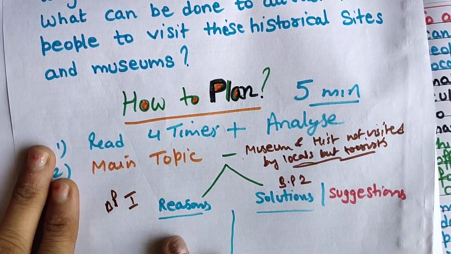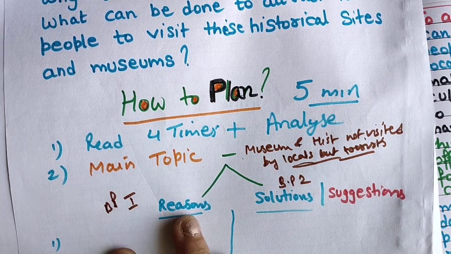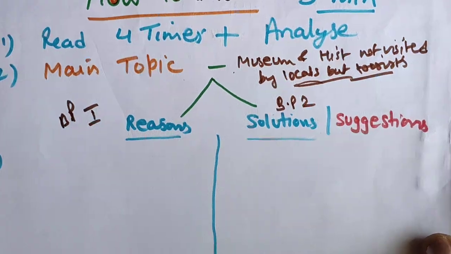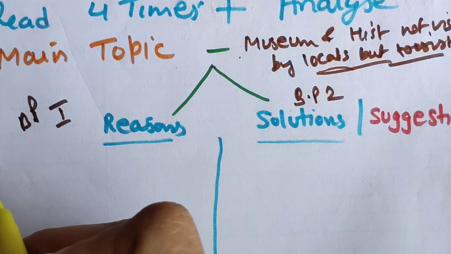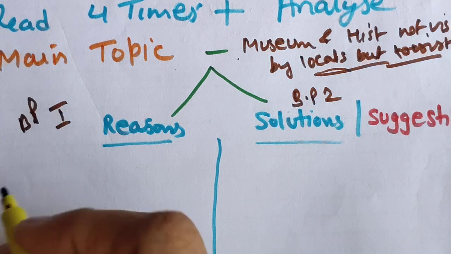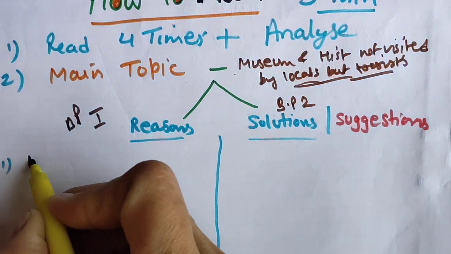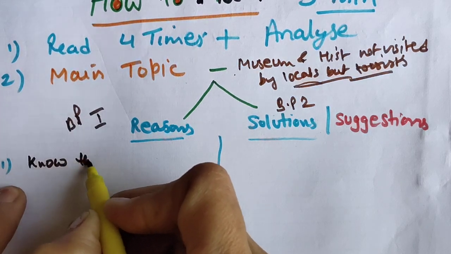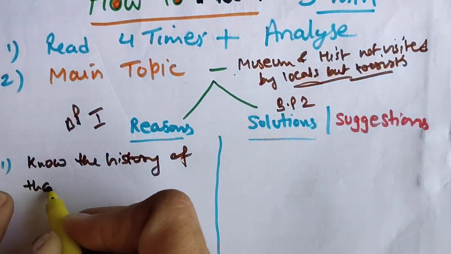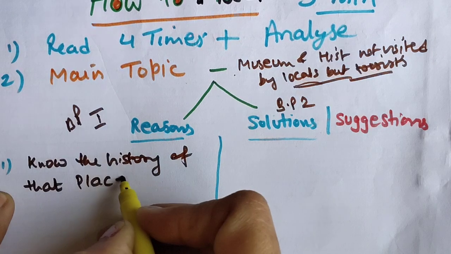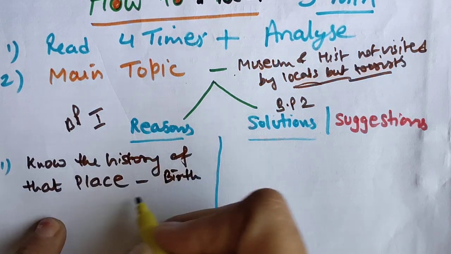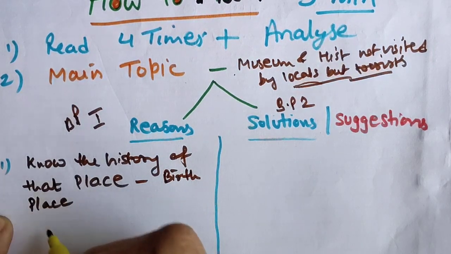Okay, now let's brainstorm the ideas of what we are going to give as reasons in this. Now what do you think? What may be the reasons why visitors are not visiting? First of all, you can say they already know the history of that place, meaning the historical place, because this is their birthplace. Since childhood they are listening to these stories and all.